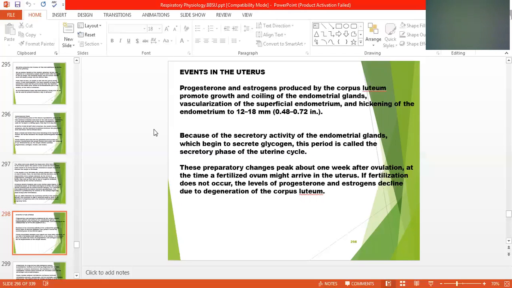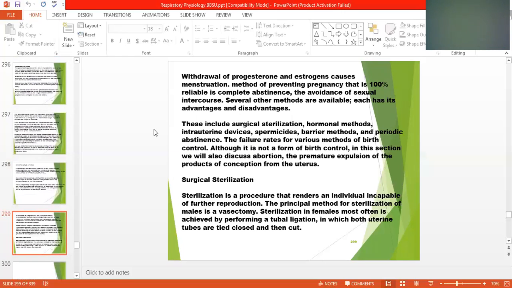If fertilization does not occur, the levels of progesterone and estrogen decline due to the degeneration of the corpus luteum. Withdrawal of progesterone and estrogen causes menstruation. The only method of preventing pregnancy that is 100% reliable is complete abstinence and avoidance of sexual intercourse. Several other methods are available, each with its advantages and disadvantages. These include surgical sterilization, hormonal methods, intrauterine devices, spermicides, barrier methods, and periodic abstinence.